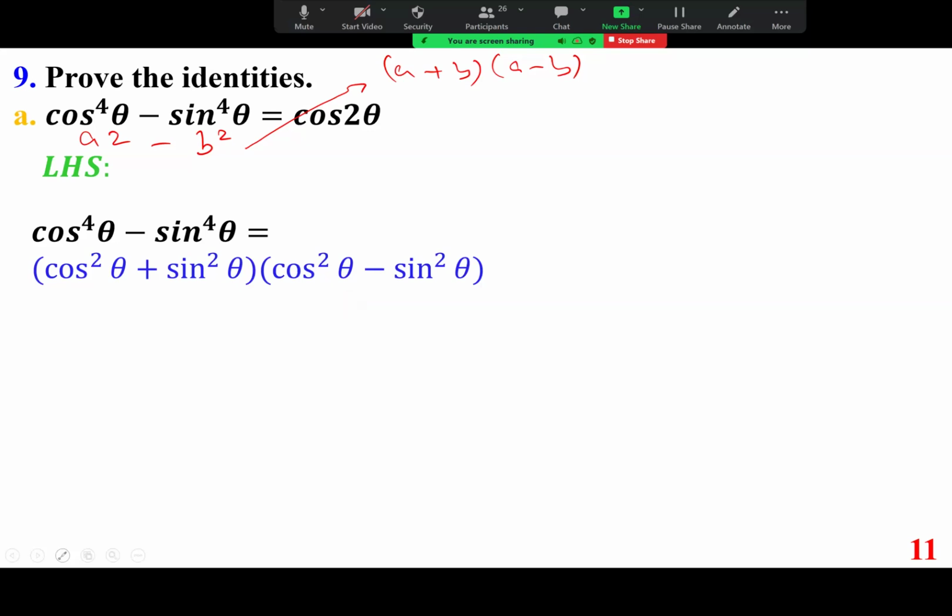And as you know, this is 1. So cosine squared minus sine squared, and we should know cosine squared minus sine squared is cosine of 2 theta.